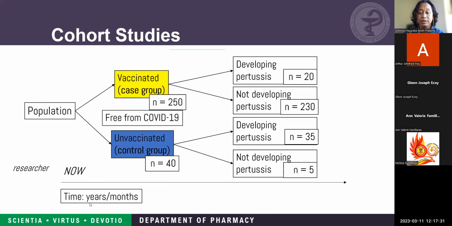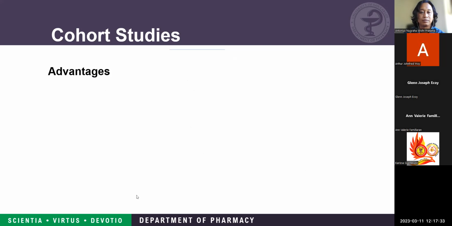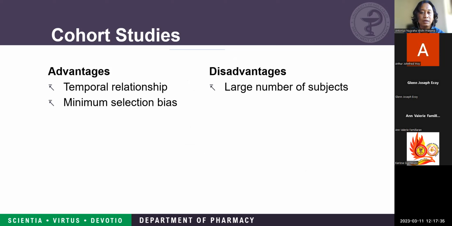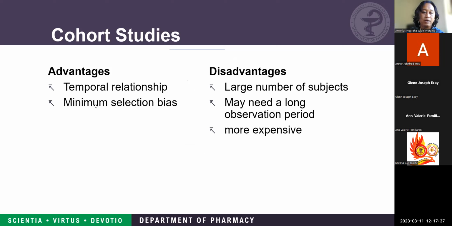And the time can be years or months. The advantage is that they have a temporal relationship. They can establish the temporal relationship, meaning that it may suggest better evidence than case control studies. And then minimum selection bias. Yes, the selection bias can be minimal.